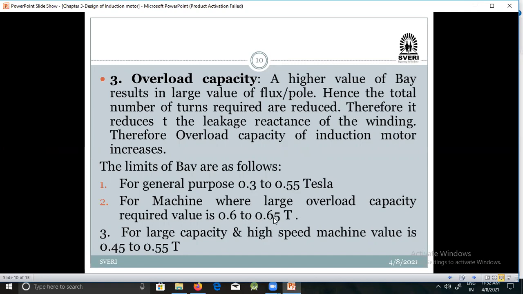If a question arises, write a short note on the choice of specific electrical or choice of specific loading, that time you have to explain the choice of specific magnetic loading, and then you have to explain the choice of the specific electrical loading. So these are the 3 points related to the choice of specific magnetic loading. Which are the 3 points? Power factor, core losses, and overload capacity. Okay.